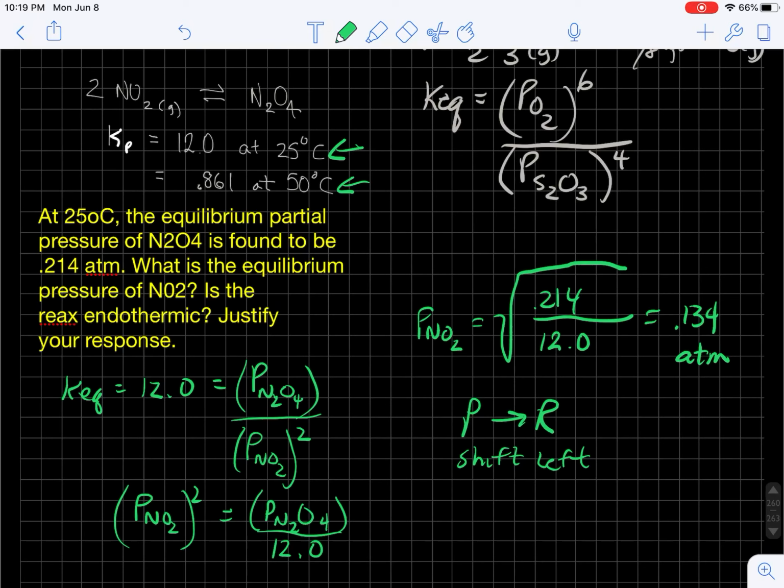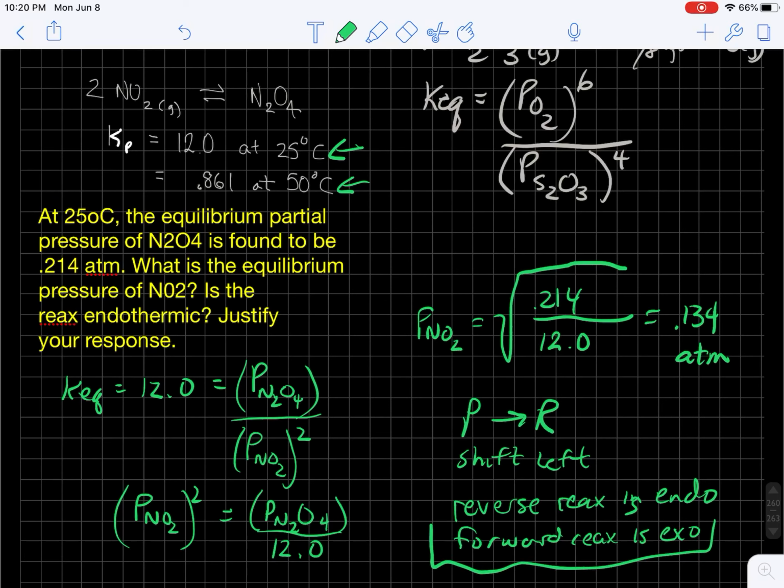Now, an increase in heat always favors the endothermic process. However, we have to decide, is the endothermic process the forward or the reverse? In this case, we increased the heat and it favored the reverse reaction. So that means the reverse reaction is endothermic. So that means the forward reaction, which is what they're asking us for, is the opposite, exothermic. And we'll talk about that more in the next video.